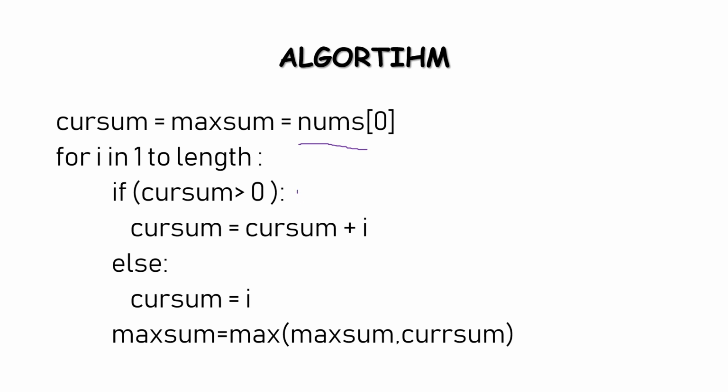In this step, we are checking if current sum is greater than 0, or we are checking if current sum is positive. If current sum is positive, we are adding the new number with the current sum, or else we are putting the new number directly into the current sum. This condition will get executed only if the current sum is negative.